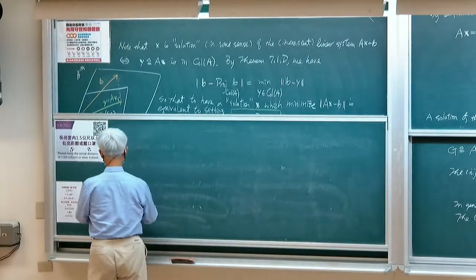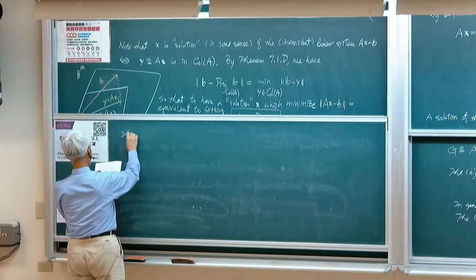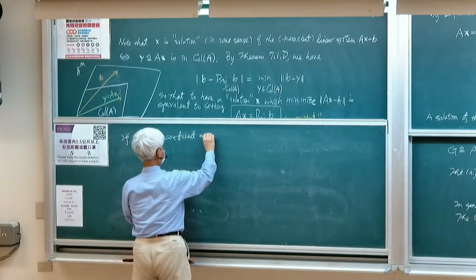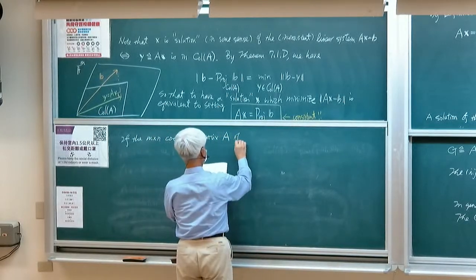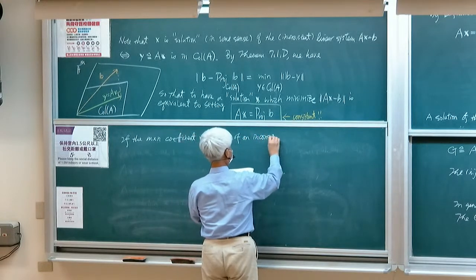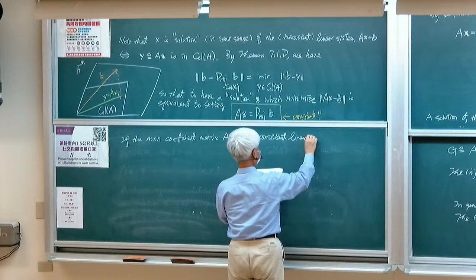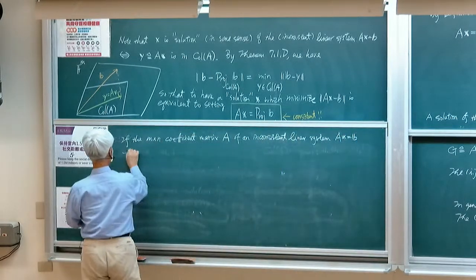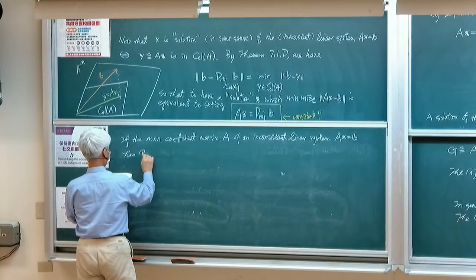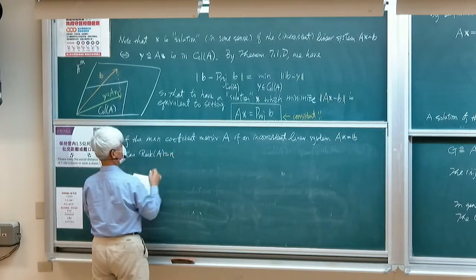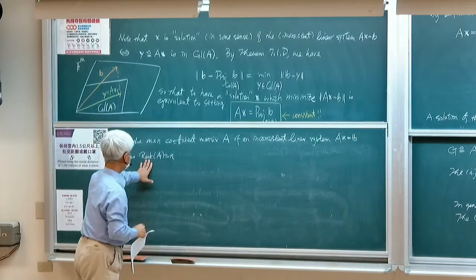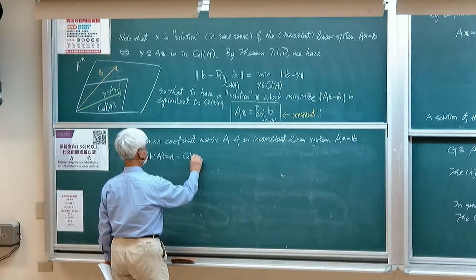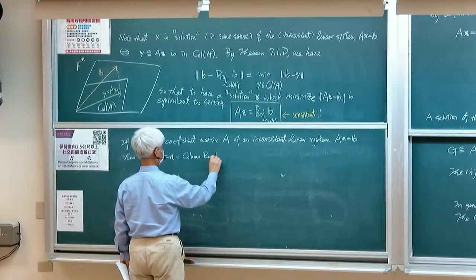Okay, so now if the m times n coefficient matrix A of an inconsistent linear system Ax equal to b has rank A equal to n, the rank of A is also called the column rank of A, right?